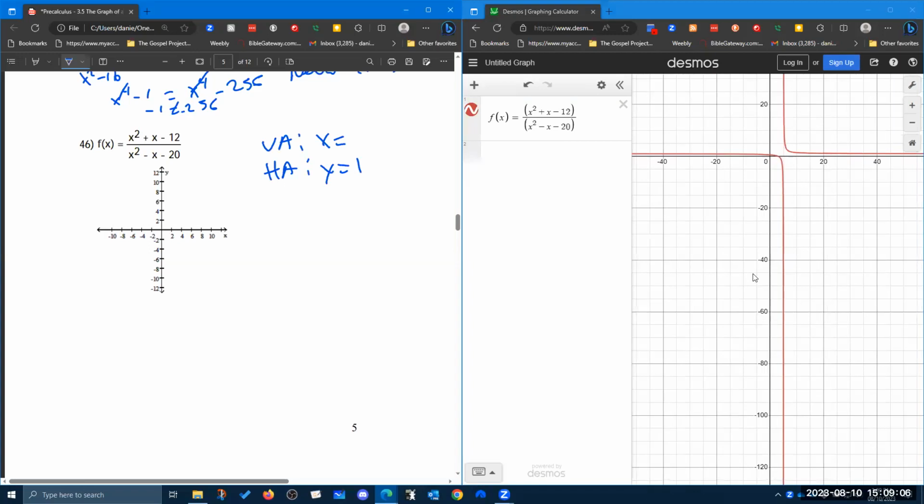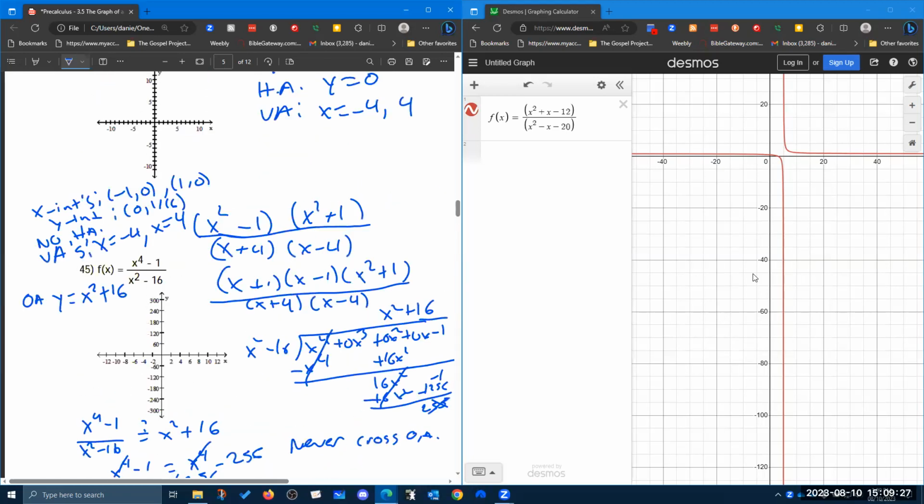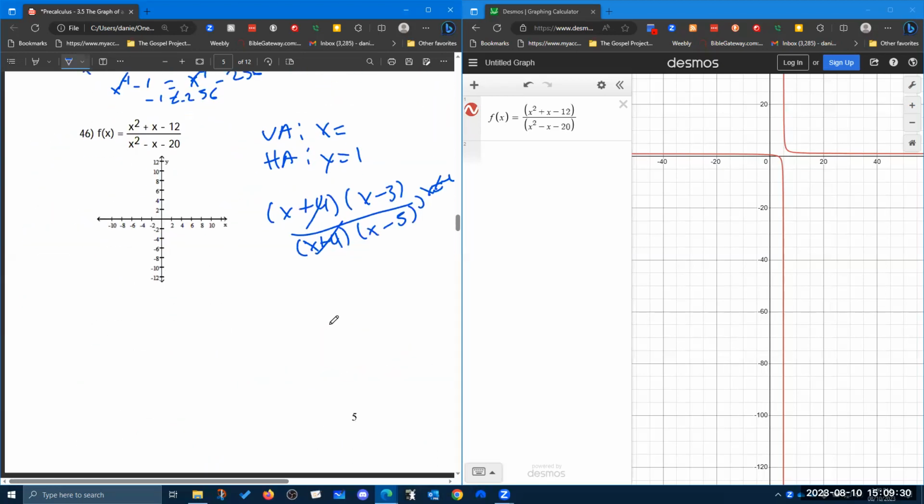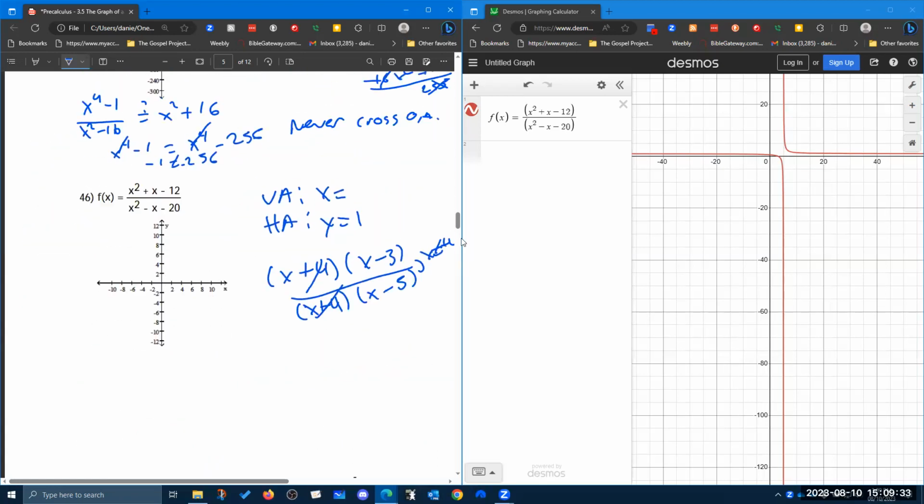We're going to do some factoring and show you why there's a hole in this graph. It's kind of hard to see the hole. So the numerator is going to be (x plus 4)(x minus 3), and the denominator is going to be (x plus 4)(x minus 5). And so there's a hole at -4. X cannot be -4. And if I stuck -4 into the rest of this, that would be -7 over -9.